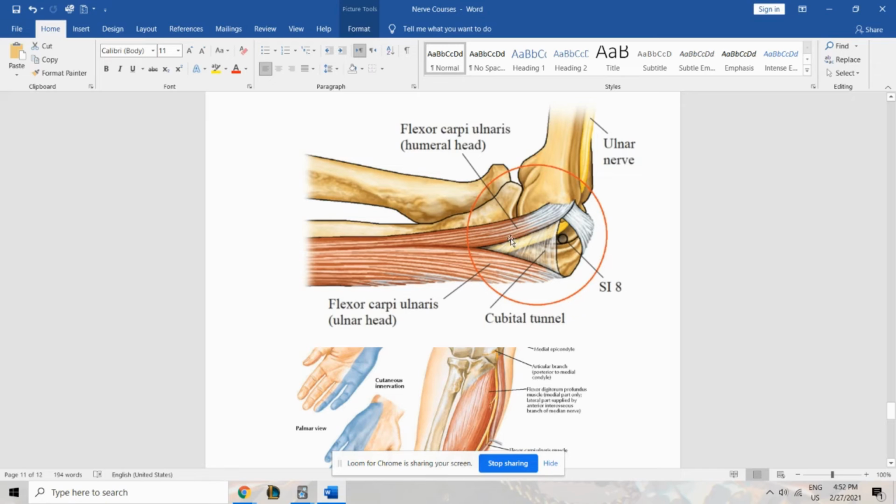Okay, so it runs in between the two heads. As you can see here, here is the first head, here is the second head, and here is the nerve colored in yellow. Okay, under a covering that's made up by the two heads, which we call a cubital tunnel. So this whole thing that the ulnar nerve goes through after reaching behind the medial epicondyle is called a cubital tunnel.